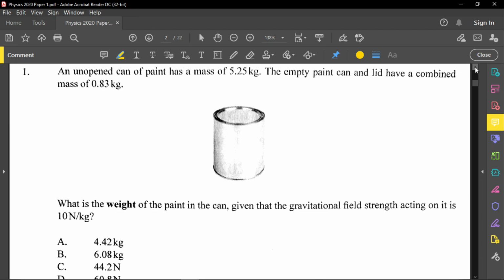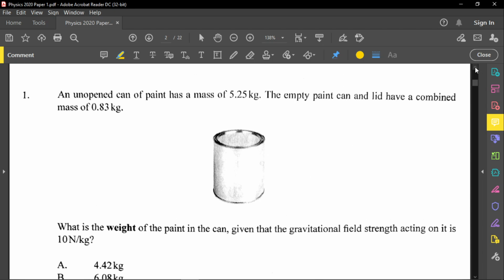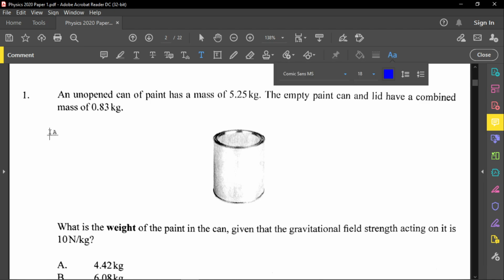Now, what we're going to do first here is to analyze this question. Very first thing to do is to look carefully. You'll realize that the entire container, including the paint, is 5.25 kg, but only the can itself and the lid is 0.83 kg. So to find the mass of the paint, the first thing to do is to subtract the can and the lid from the entire container.